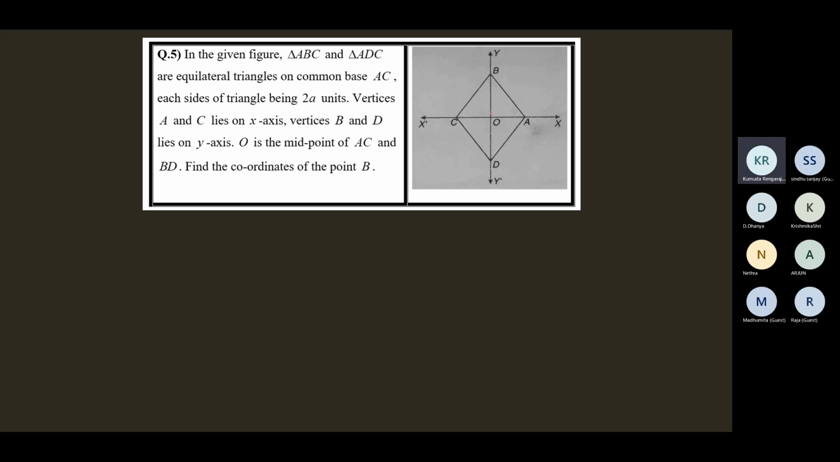So this angle is 90. So in this right triangle, you can take any right triangle. There are 4 right triangles. You can take any one right triangle. Now, if you take this right triangle, OA is a units. AB is 2a units. Now we can find the length of BO using Pythagoras theorem.